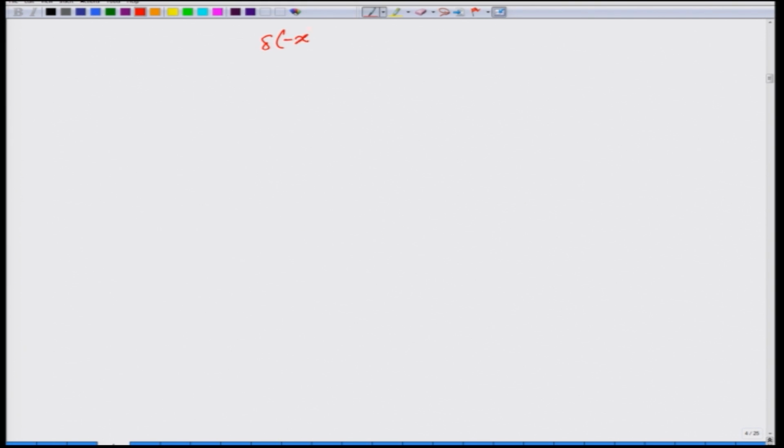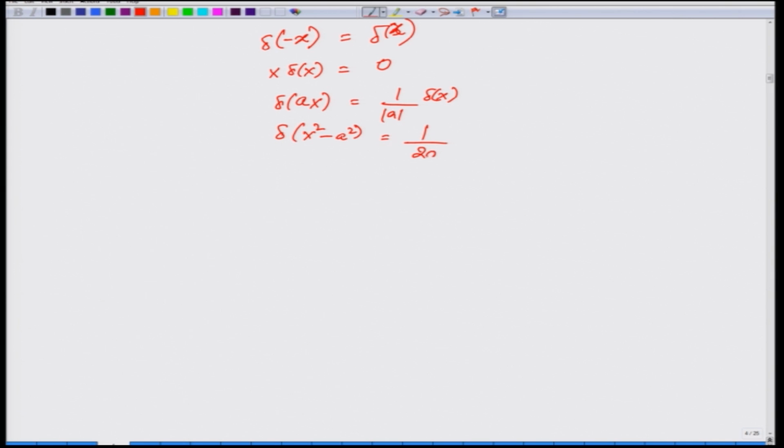Delta of minus x is delta of x. X delta of x is 0. Delta of ax, where a is any constant, is 1 by mod a delta of x. Delta of x square minus a square is 1 by 2a, delta of x minus a plus delta of x plus a. These are the properties which we will use in solving problems related to the delta function.